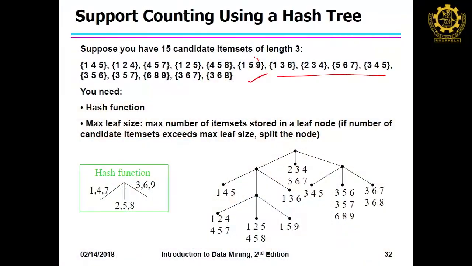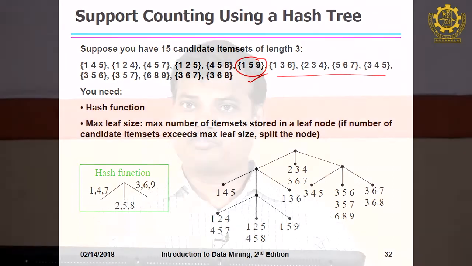But whenever we need to compute the support, or identify whether a particular item set is frequent or not, you have to see the data set. So now we will see how, from the transactions, we find the support of the candidate item sets.